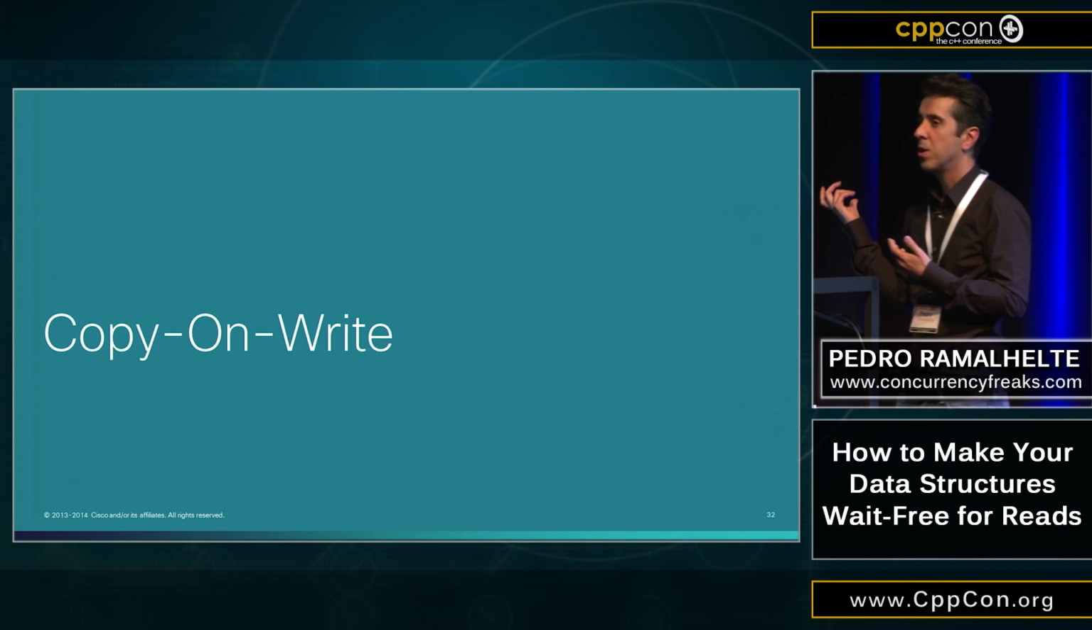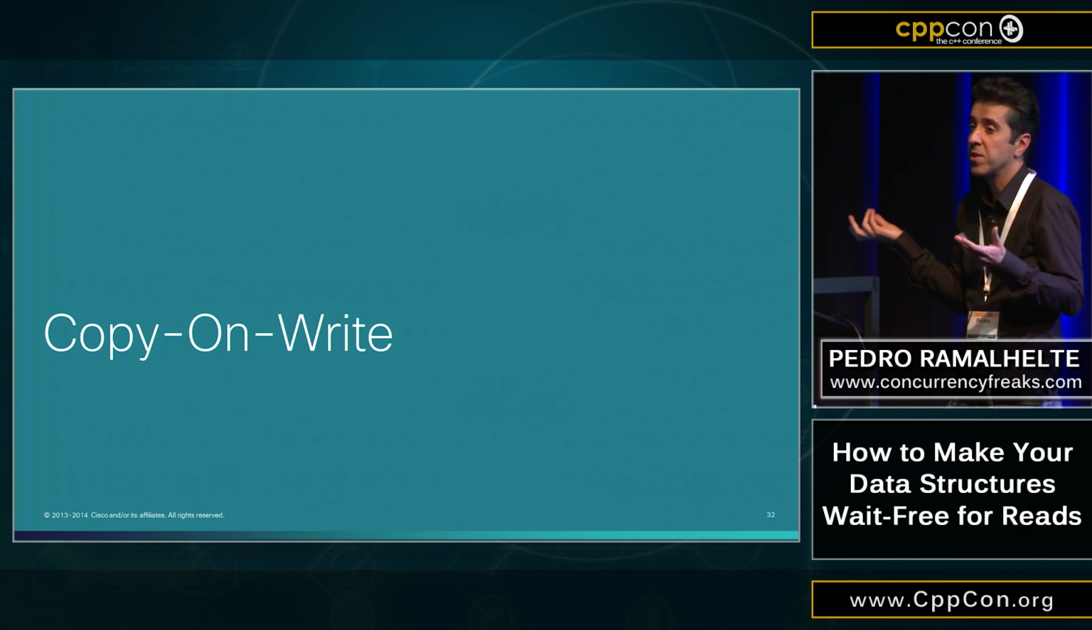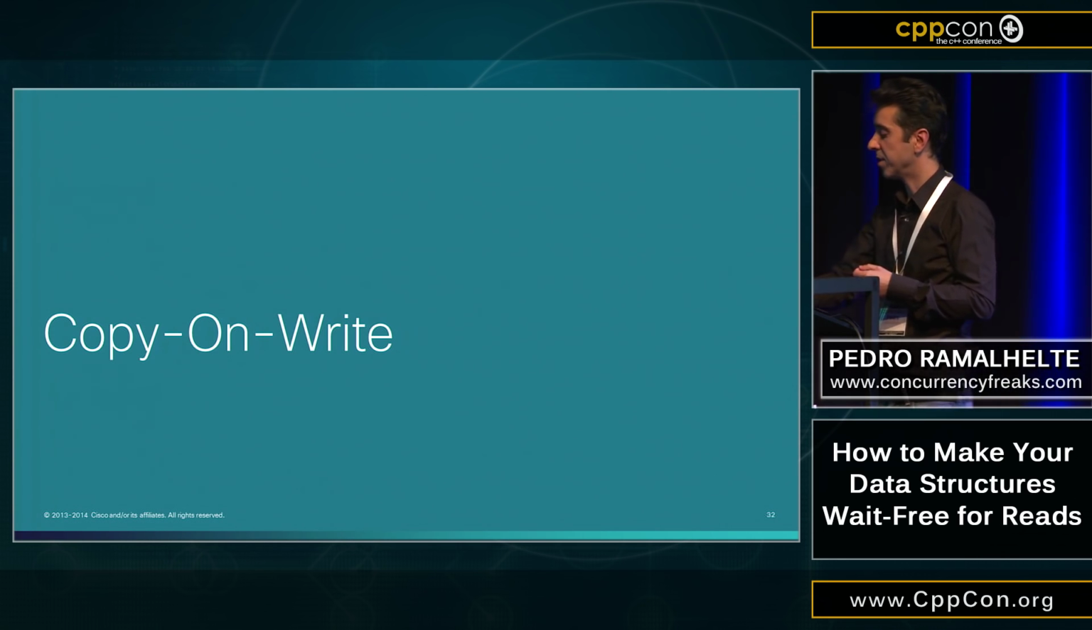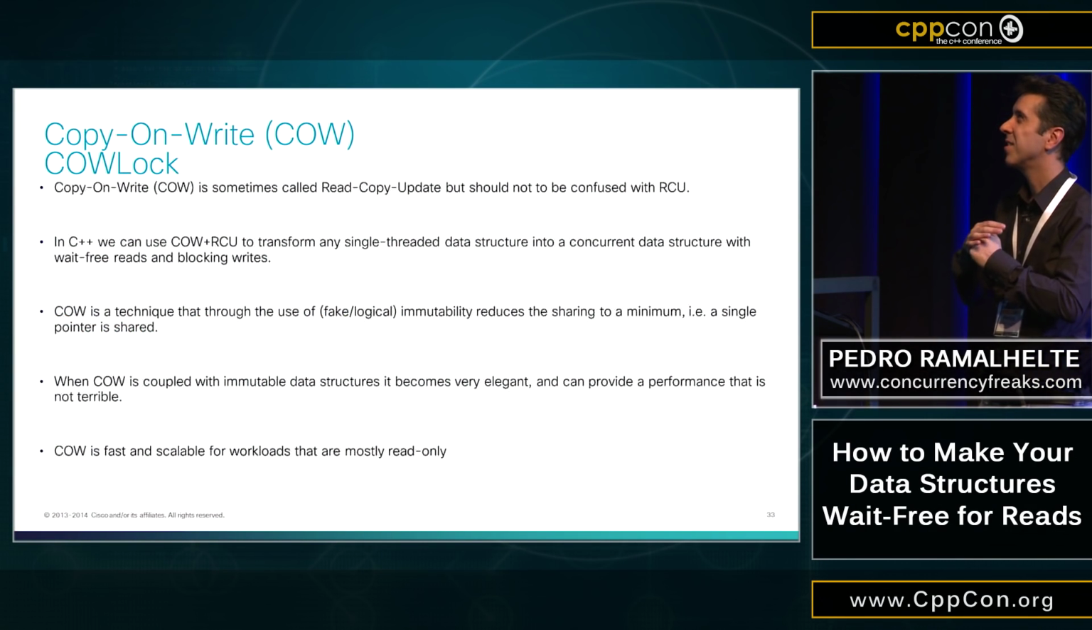So that is one way to make a concurrent data structure, even though it's completely blocking, but it's concurrent. You can access it safely from multiple threads. But there are other ways. One other way is copy on write. Now, most people, I think, call it read copy update, maybe.